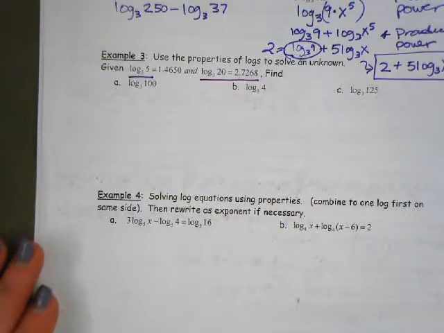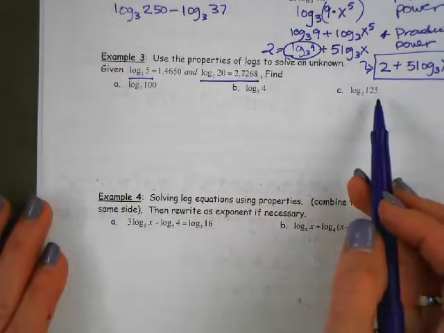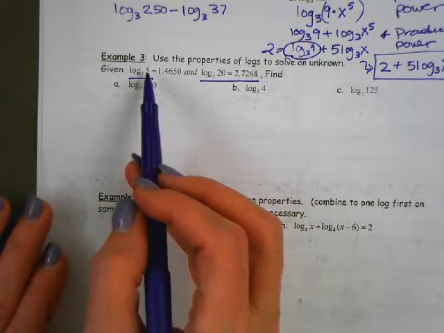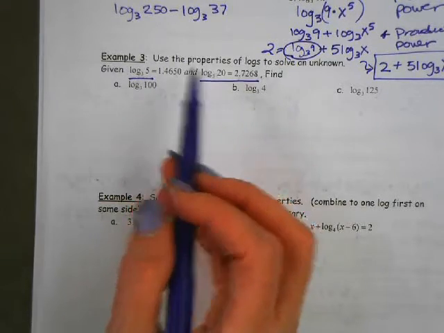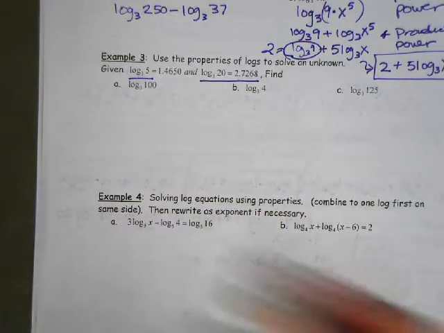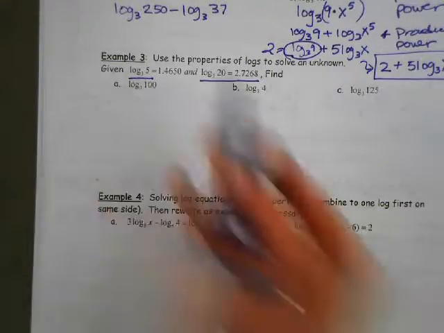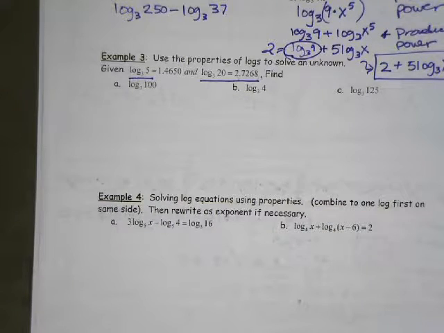Okay? So now I have these other logarithms here that if I can find ways to make them equal the 5 or the 20, I can just use those values instead, and then I can actually solve for it. Okay? So if I look at log base 3 of 100, how can I take 100 and turn it into a 5 or a 20? 5 and/or 20.